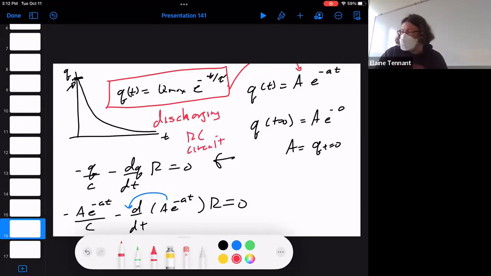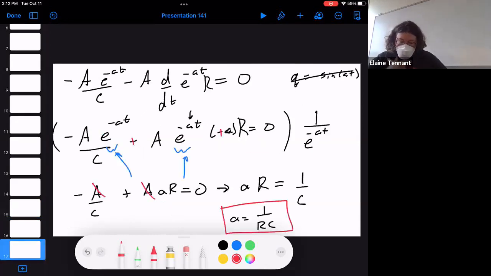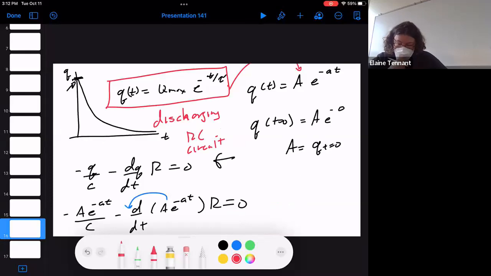I will leave it as an exercise to the reader to prove that this current is a great equation for a discharging RC circuit that you'll get by just taking the derivative of the charge equation we just got, right? Okay. Is there anything else I needed to talk about?